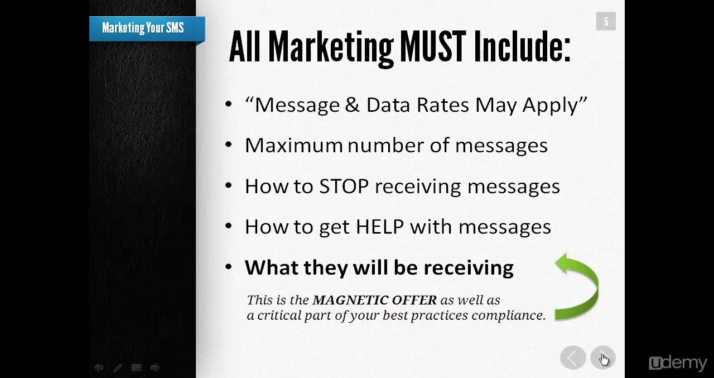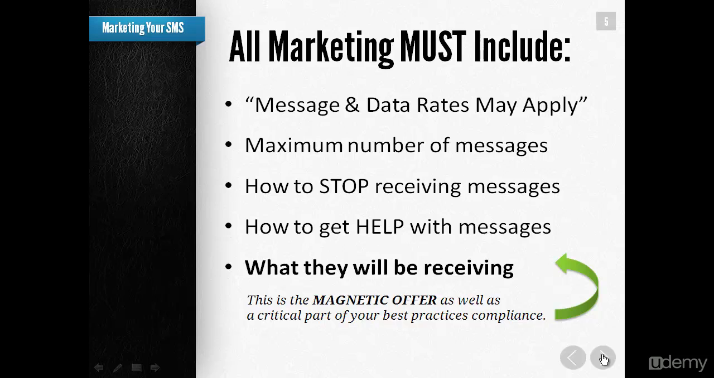You need to let people know the maximum number of messages that they're going to receive, and do not go over that maximum number. So make sure you figure that out very clearly. Don't say you're going to send twice a month and then come up with a really cool campaign where you want to send 3 or 4 messages going out in the month. So make sure you're clear on that.